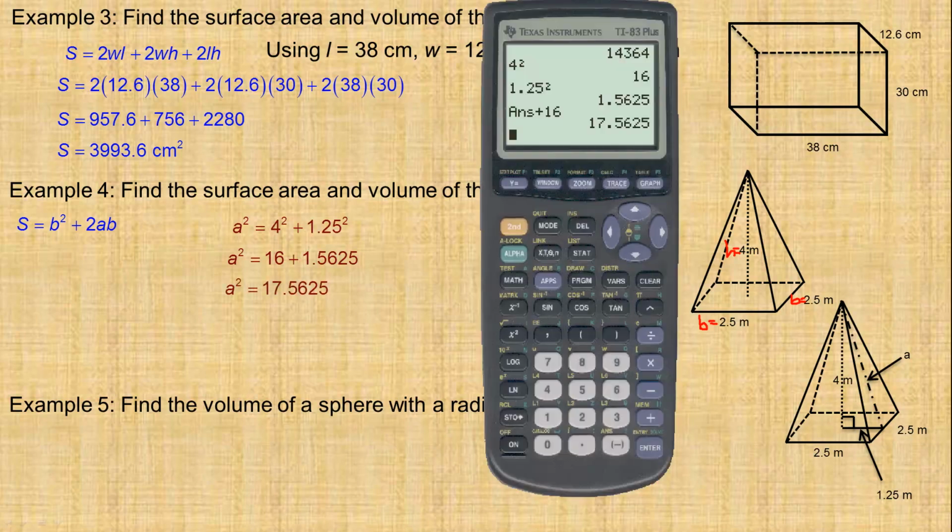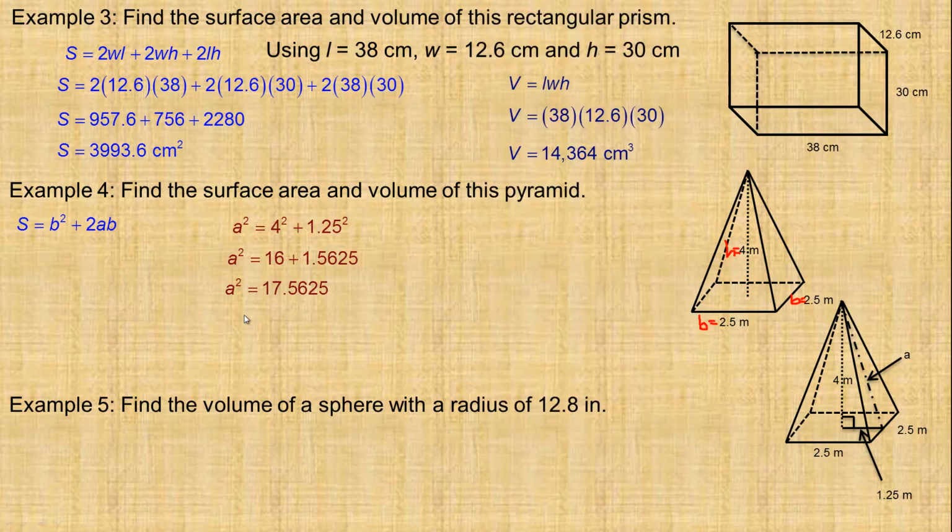And then, in order to find a, so a squared is that, we want to get rid of the square here. The opposite of squaring is to take the square root. So the square root of this 17.5625 number is about 4.2. So the a side is about 4.2. So we can now fill in our formula here. We already knew that b was 2.5 here and here, but this is 4.2.